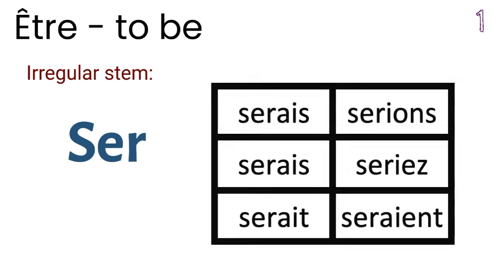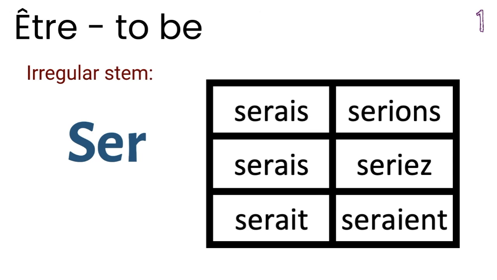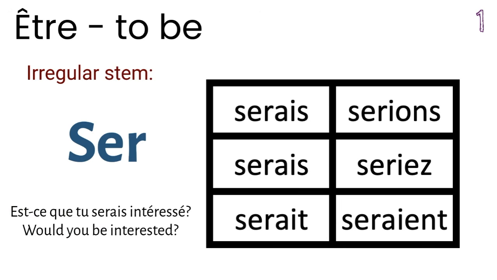Être takes the new stem ser. When we combine that stem with the imperfect endings, we get a conjugation chart that looks like this. Je serais, tu serais, etc. Est-ce que tu serais intéressé? Would you be interested?